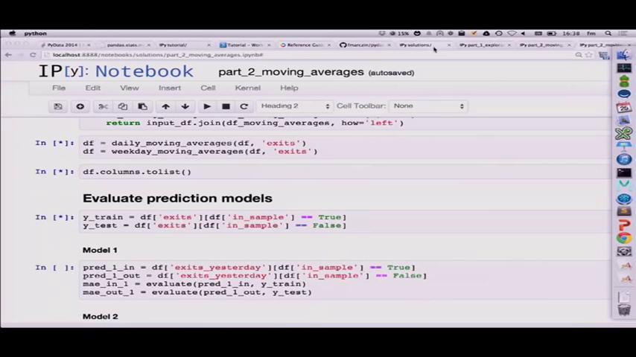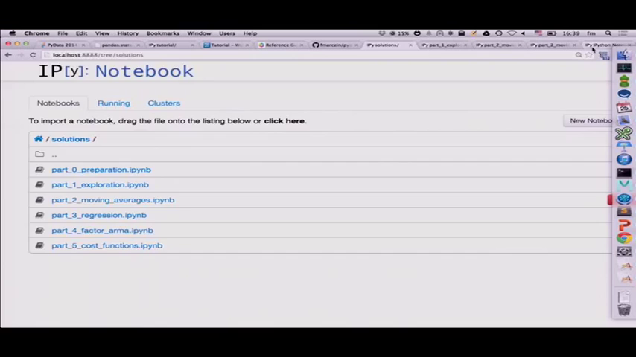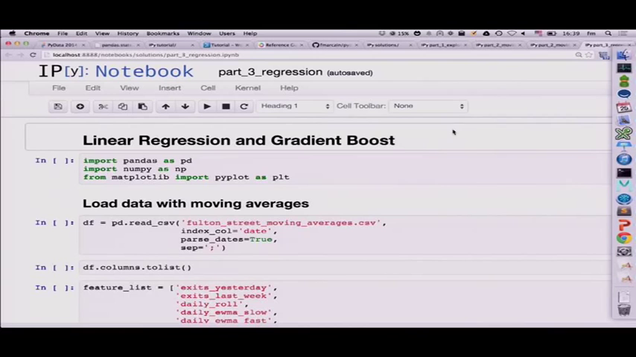So for example, we could take a slow-moving average, a fast-moving average, or moving averages with different time constants, and then use them as input for regression models, say linear regression or any non-linear regression that you like, gradient boost, for example. So this is what we did here in the third notebook. But since we are running out of time, I would suggest that we skip this one. Just have a look at it yourself if you like to. And we go on with multiplicative models and ARMA models.